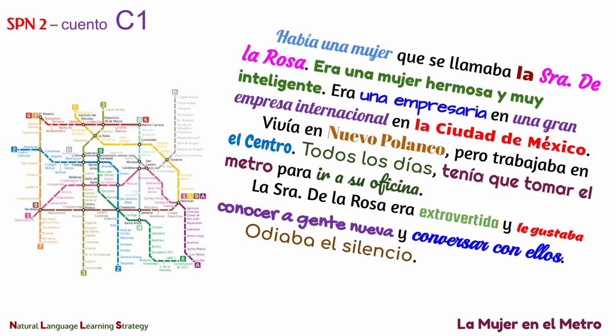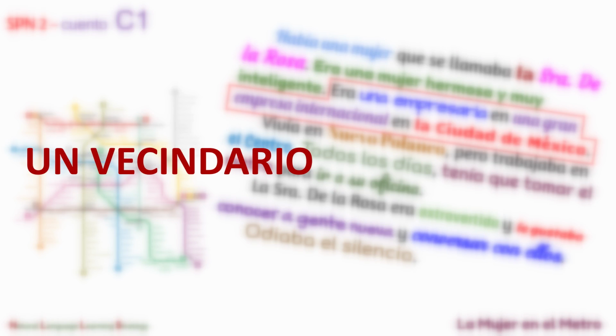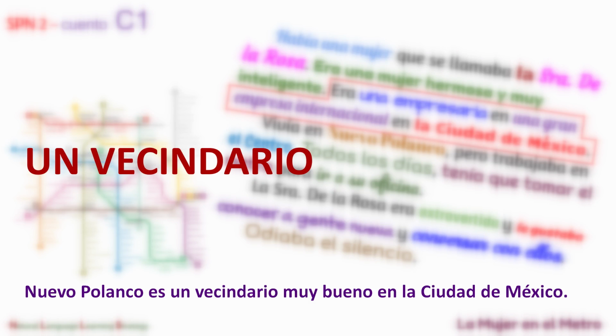Back to your story, let's look at some more information about La Señora de la Rosa. In the next párrafo, we see that La Señora de la Rosa vivía en Nuevo Polanco, pero trabajaba en el centro. Nuevo Polanco es el nombre de un vecindario or neighborhood. Nuevo Polanco es un vecindario muy bueno en la Ciudad de México. It is a very good neighborhood in Mexico City.